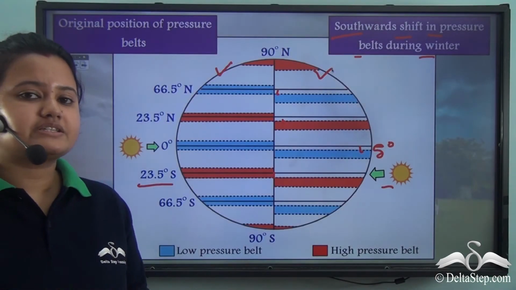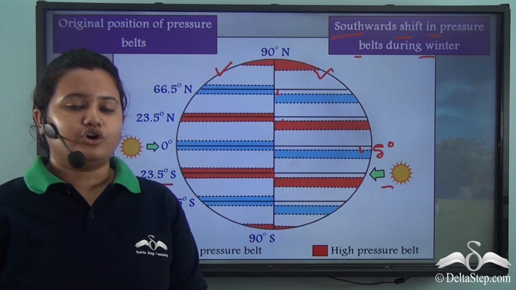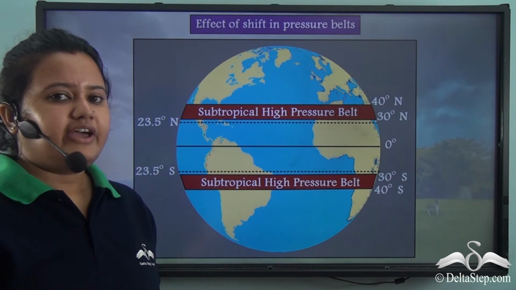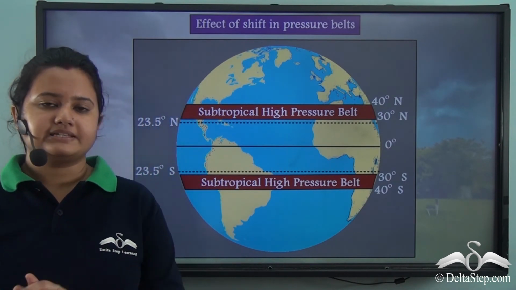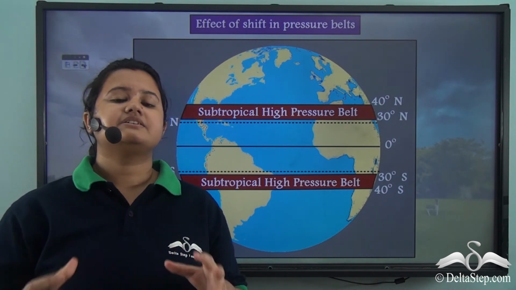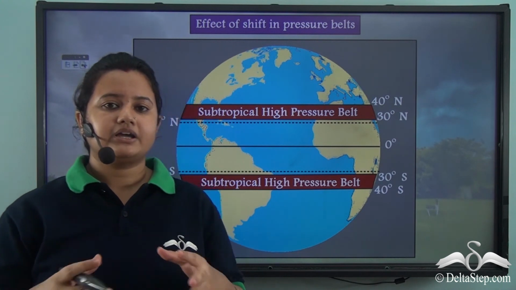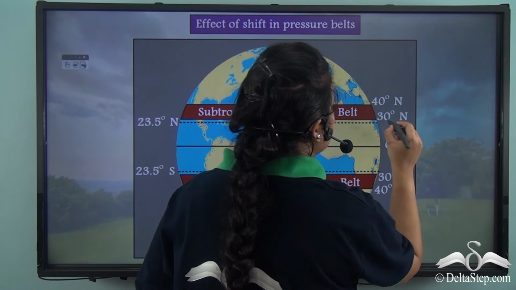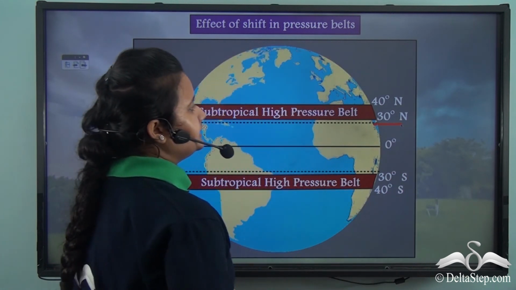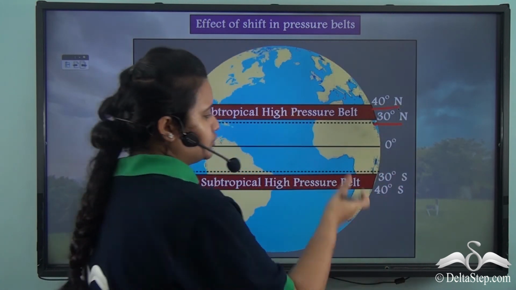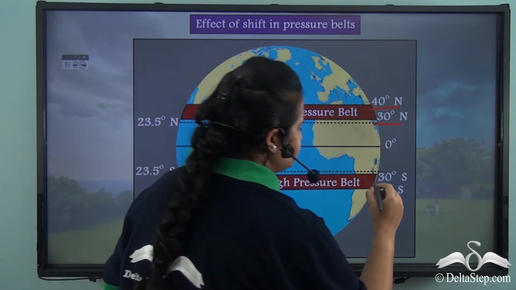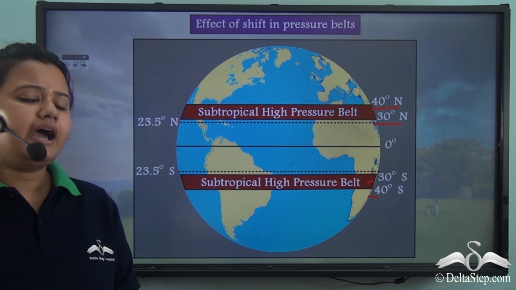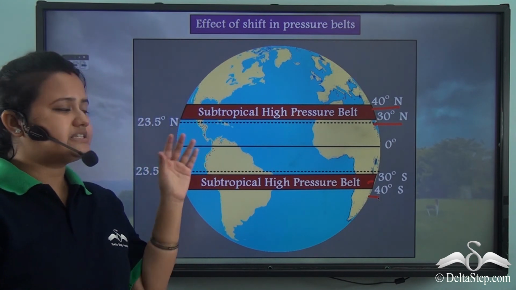We will now discuss the impact of shift in pressure belts. The effect of shift in pressure belts is that it causes seasonal changes in climatic conditions, especially in the regions 30° to 40° north of the equator and 30° to 40° south of the equator. Now, why especially in this region?